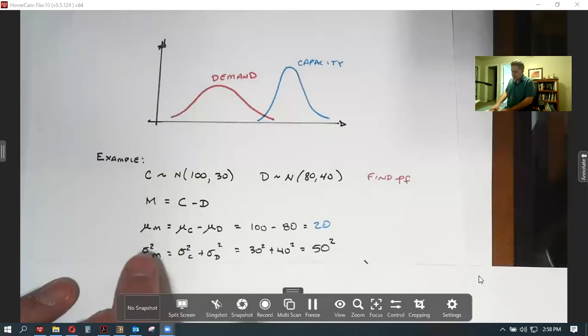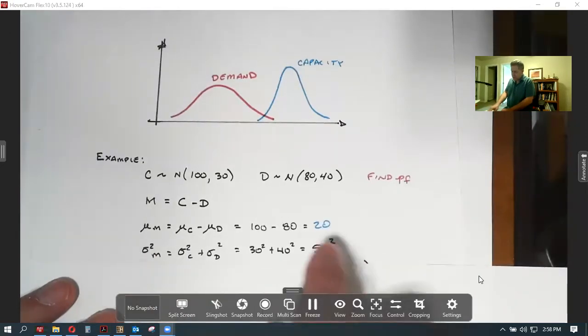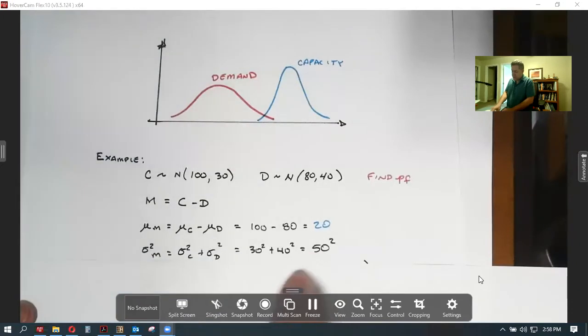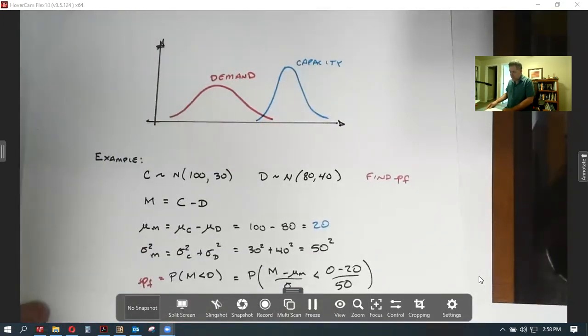So that variance is equal to 30 squared plus 40 squared, and then you get 50 squared, take the square root of that, and you get the standard deviation. So now we'll have the key parameters that we need to describe the distribution for the safety margin from a probability standpoint. So let's go find out what the likelihood of failure is.